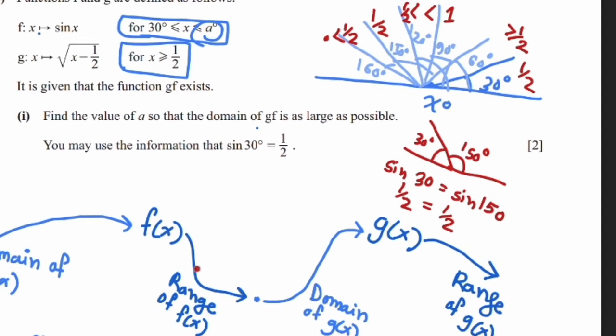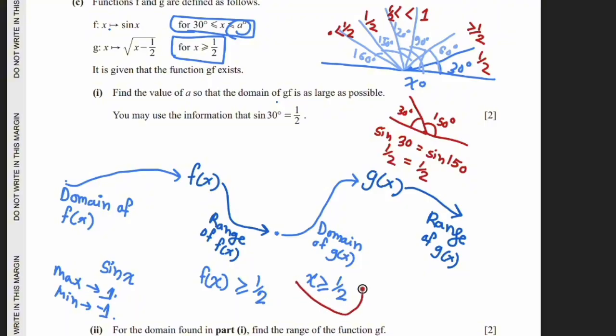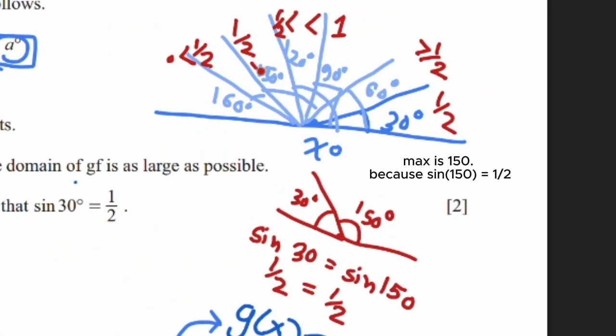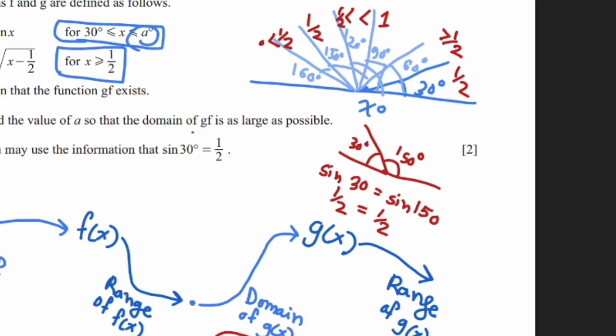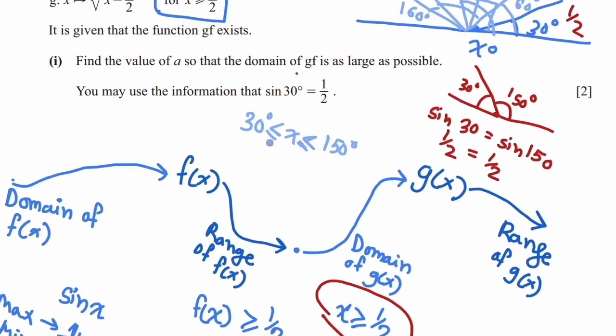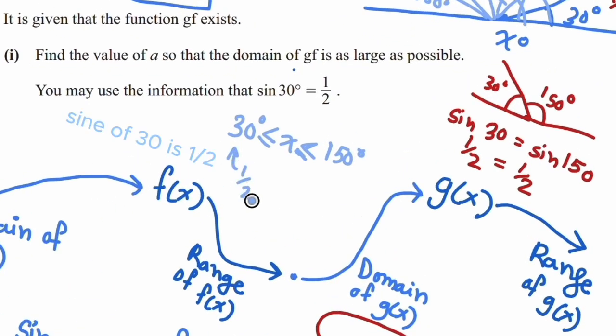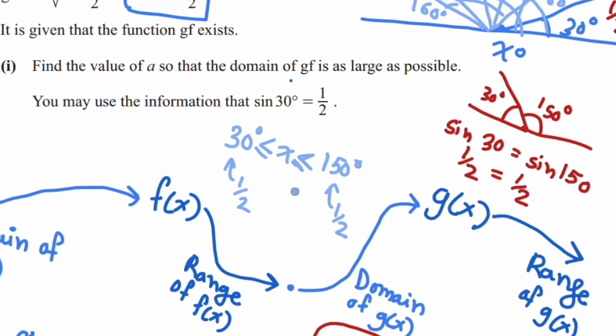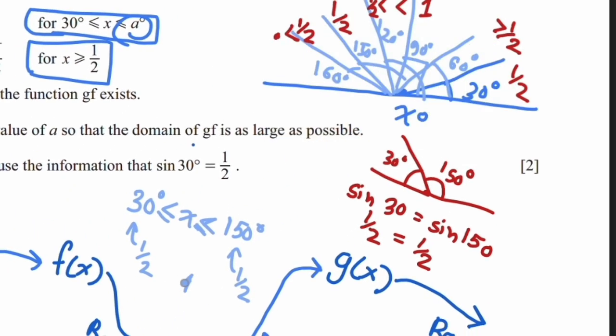But our domain of g of x only accepts values that are greater than or equal to half. So the maximum value of these angles is going to be 150. Got it? Which means our angle can only be from 30 degrees up to 150 degrees. You get me? Because at 30 degrees it is half, at 150 degrees the sine of this is half, and in the middle, around 90 degrees, it is exactly 1.